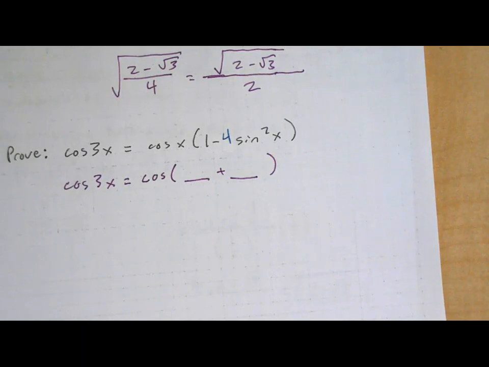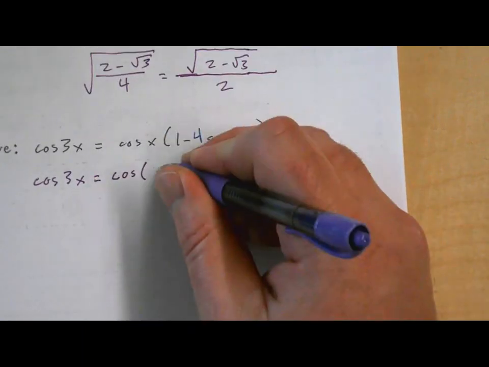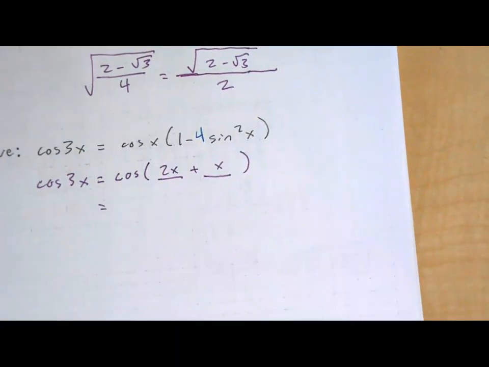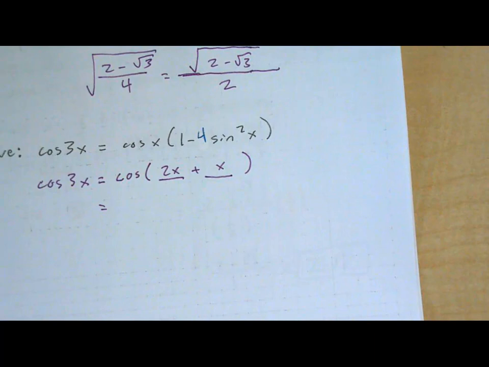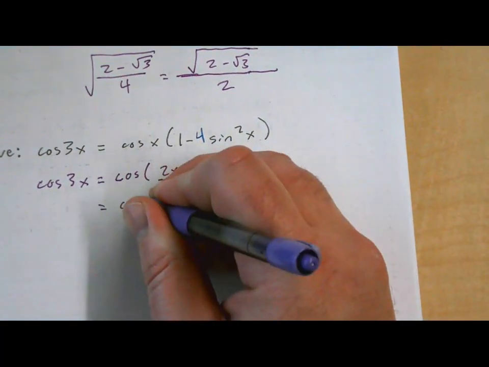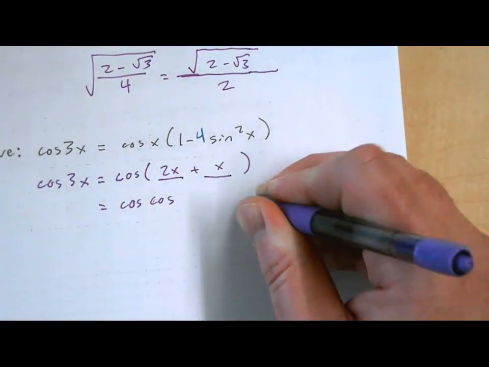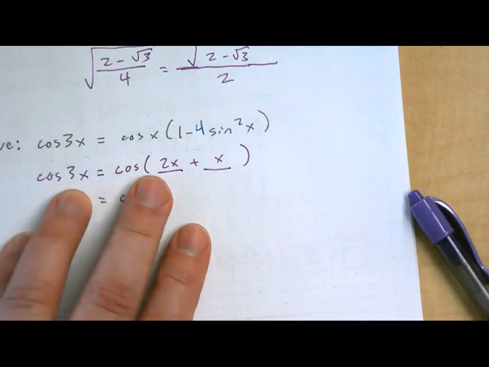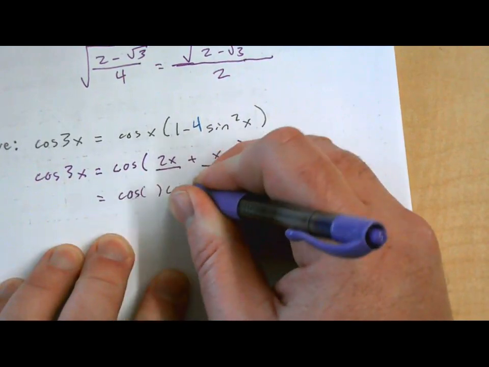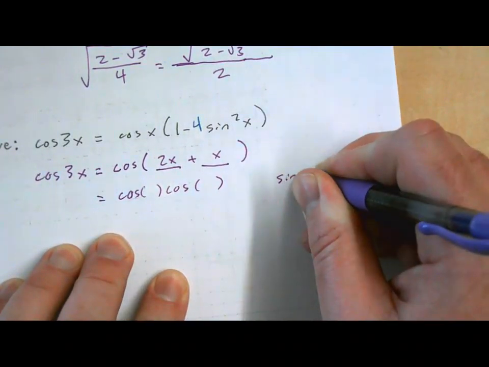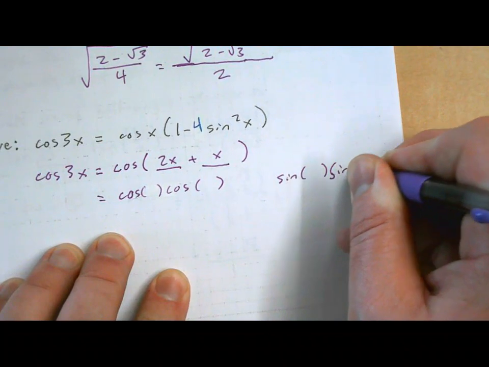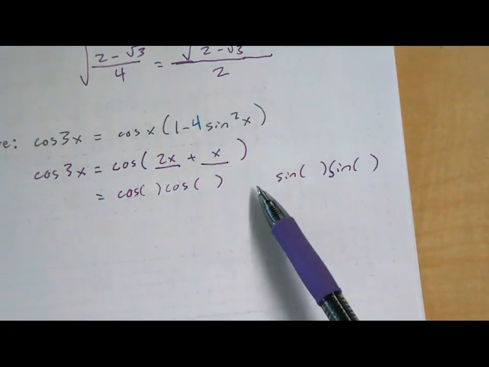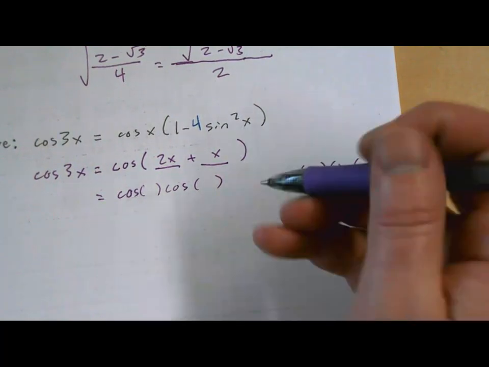We don't have any identities for cosine 3x, but we've got identities for 2x and x. So that's an angle sum formula. I'm adding two angles together. It's cosine, so that's cosine, cosine, and sine, sine. And I can't remember, is it the opposite for cosine? If it's a plus here, then we put a minus here? That's what I was thinking.